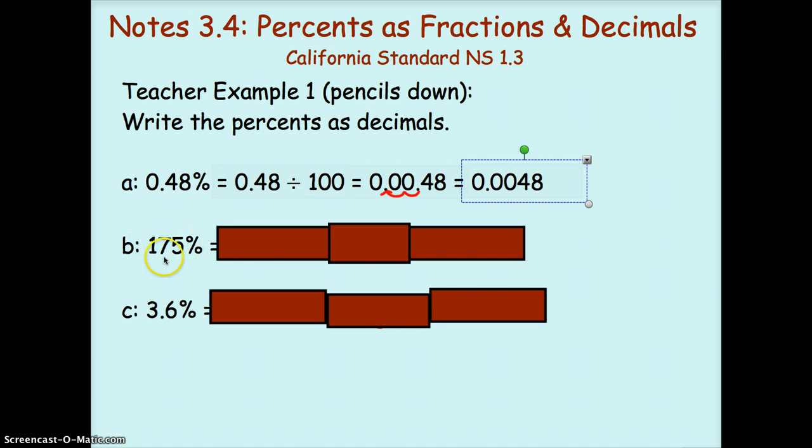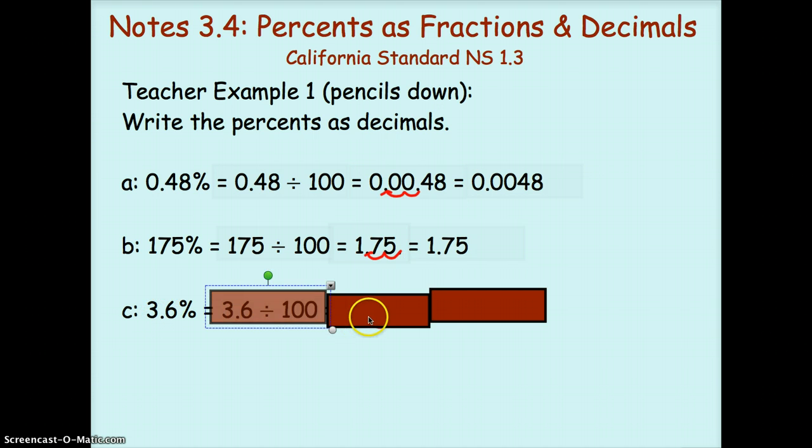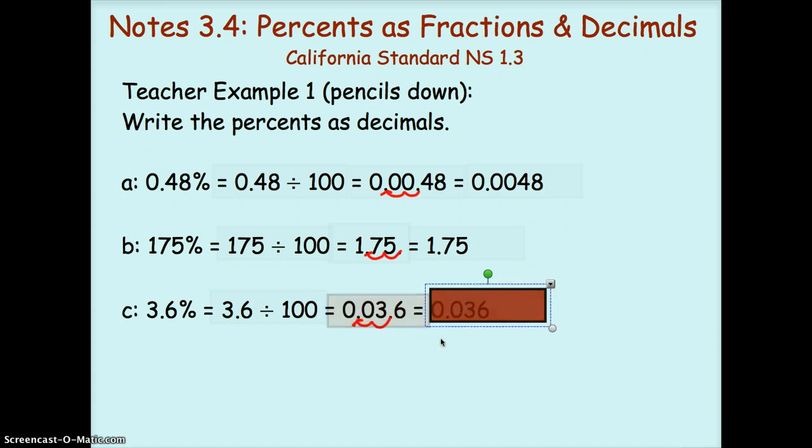This number does not have a decimal point in it, so you need to add it in at the end. If you ever don't see one, it means it goes at the end. Again, we go 2 places to the left, because we're always dividing by 100. Remember, percent means per 100. Problem C, there is a decimal point, so we go 2 places to the left, and we end up here.